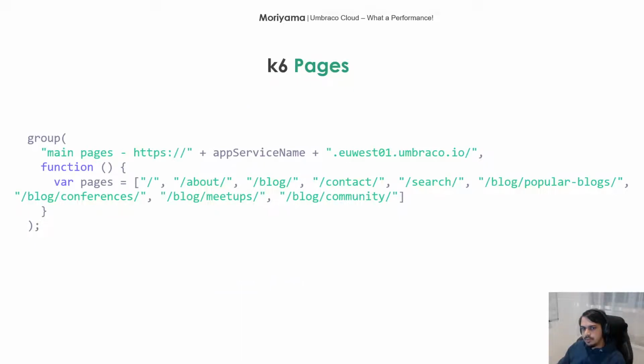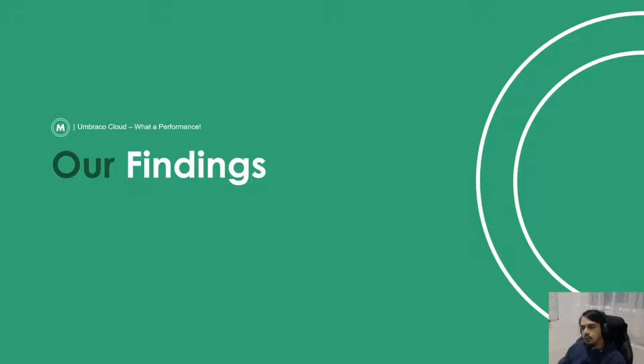With K6 we'll be querying these pages, so we'll be looking at the about page, the blog page, the contact page, the search, and the various blog pages in Paul's starter kit. So what were our findings?